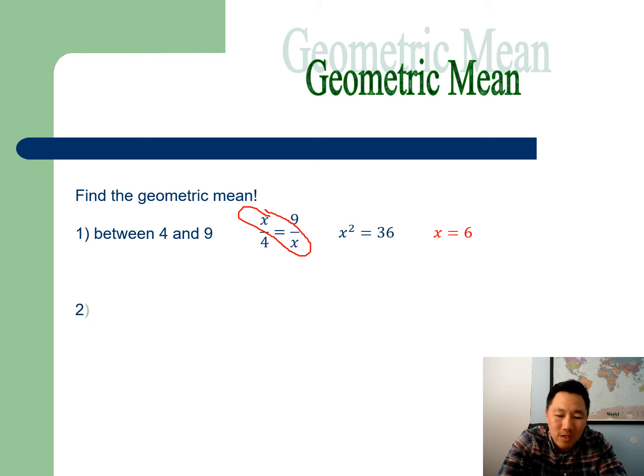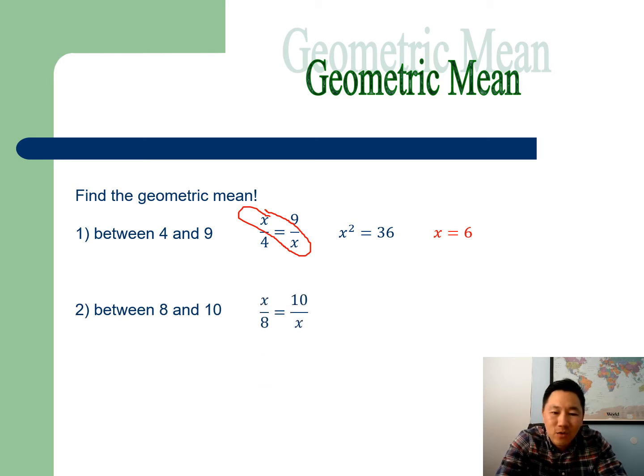Let's do another one. Find the geometric mean between 8 and 10. We put x in the spot for the geometric mean, and then the 8 and the 10 in the other two spots. Cross multiply, and then solve. Square root both sides. In this chapter, we're going to focus on not using our calculators, but simplifying the square root. Remember, when you simplify the square root, you want to break it down. I'll show you a little bit of work here.